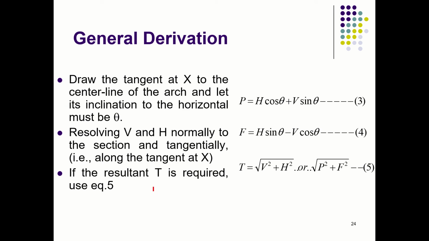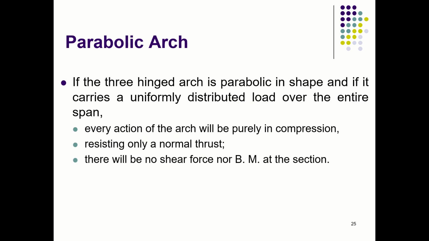Now what it says is to draw a tangent at X to the central line of the arch, and let its inclination to the horizontal be theta, as I explained before. So this is your equation 3, this is your equation 4. I already explained it in detail, and if you want to get the resultant, then T is the resultant, equal to the square root of V square plus H square, or simultaneously you can take it as the square root of P square plus F square, right?